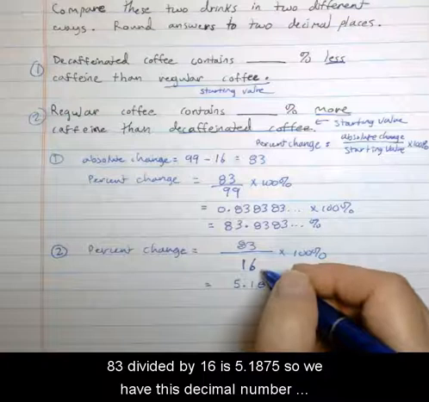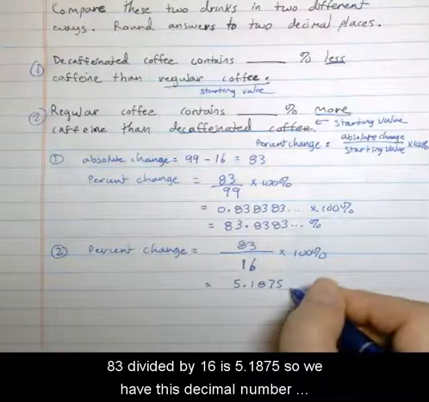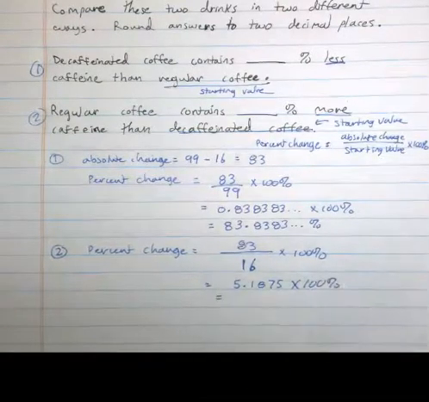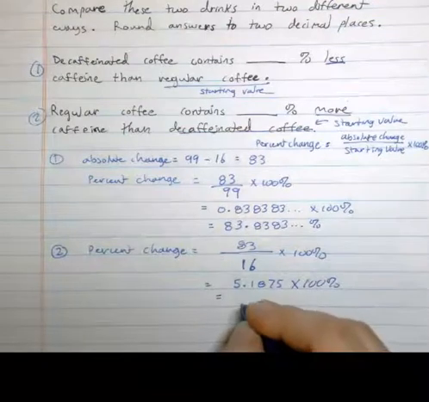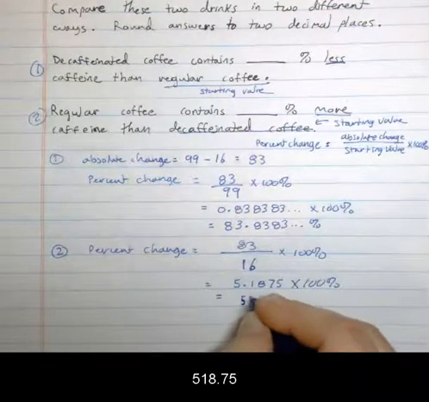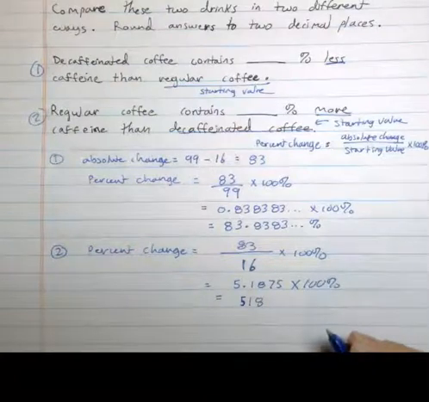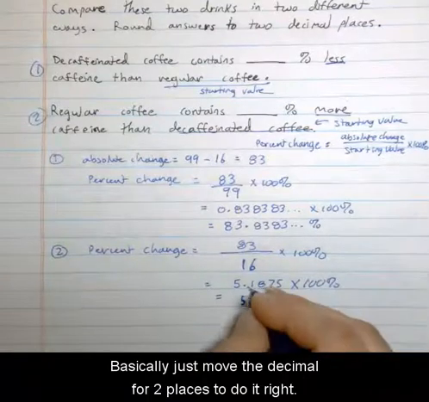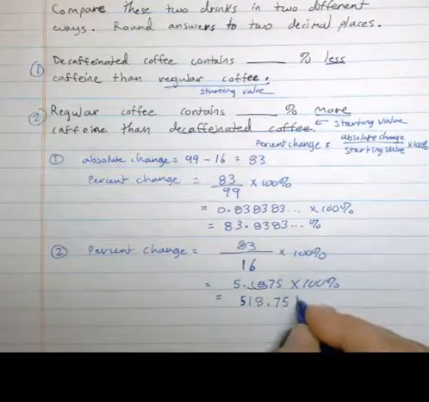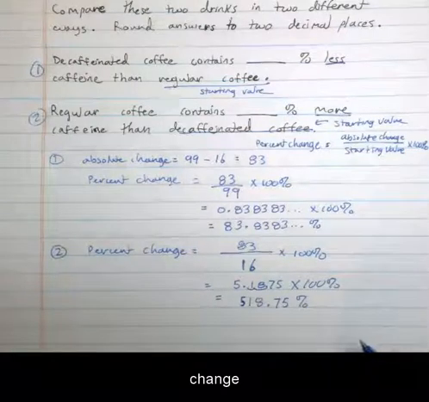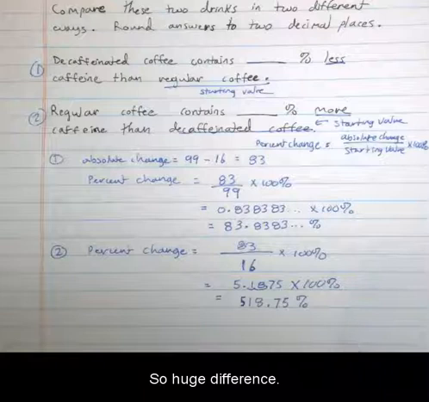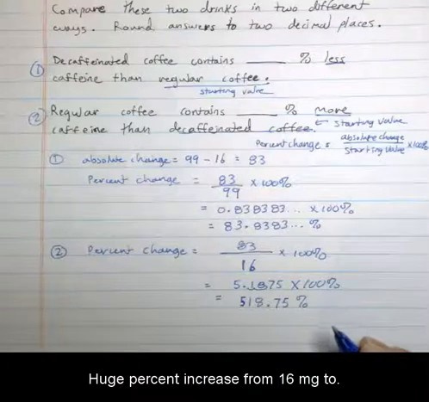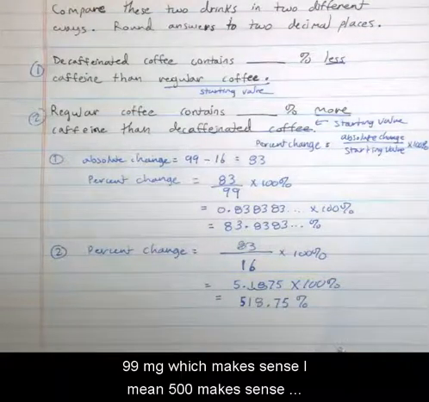83 divided by 16 is 5.1875. So we have this decimal number times 100%, which will then equal 518.75. Basically just move the decimal over two places to the right. Percent change. So huge difference. Huge percent increase from 16 milligrams to 99 milligrams, which makes sense.